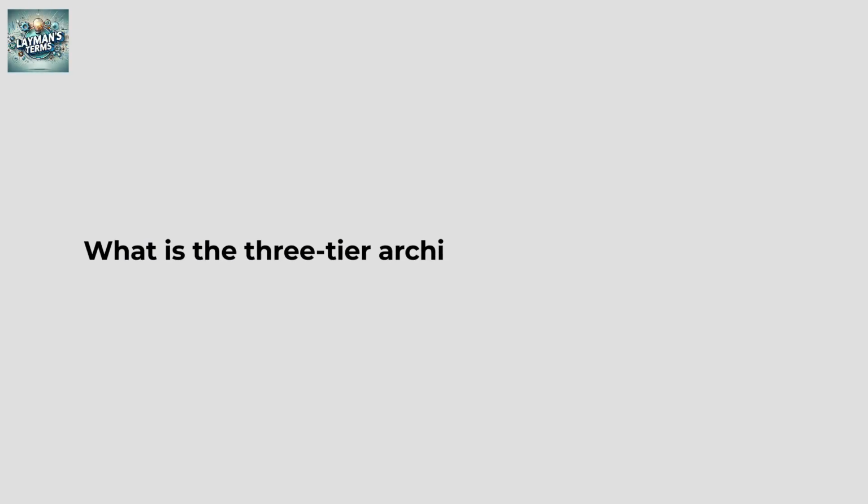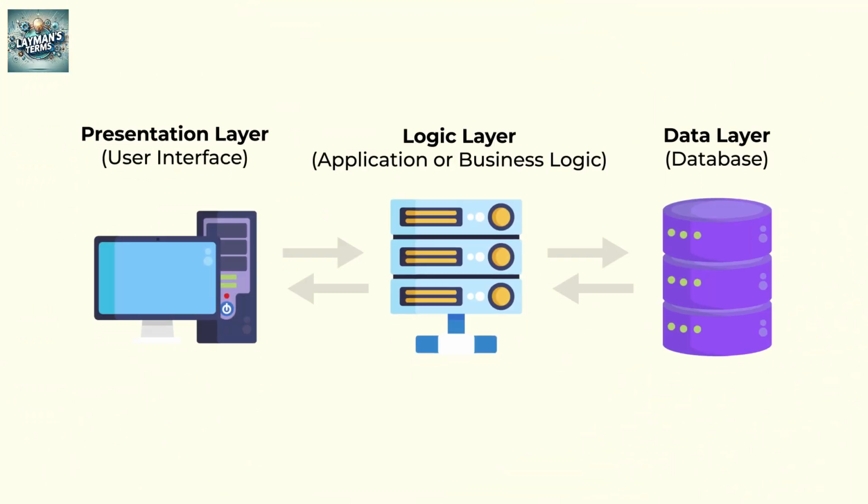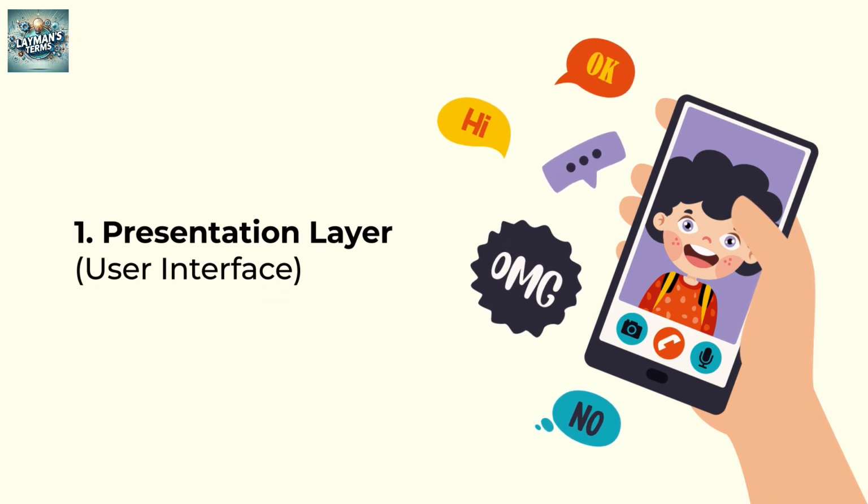What is the three-tier architecture of an application? A three-tier architecture is a way of organizing a software application into three separate parts, each with its own role. Here's a simple breakdown.